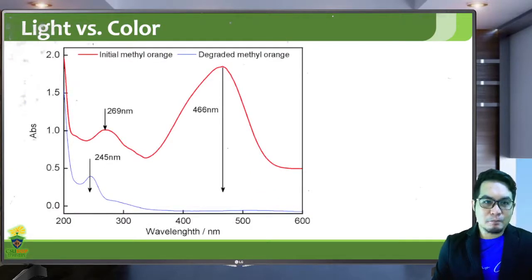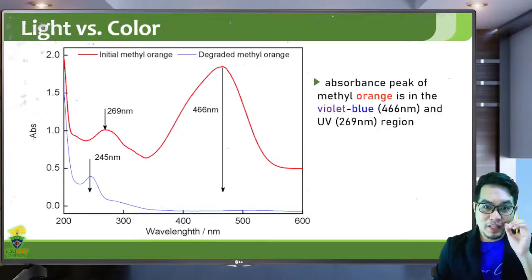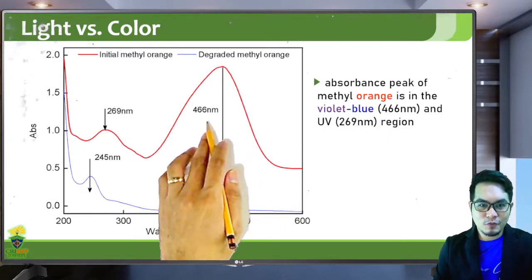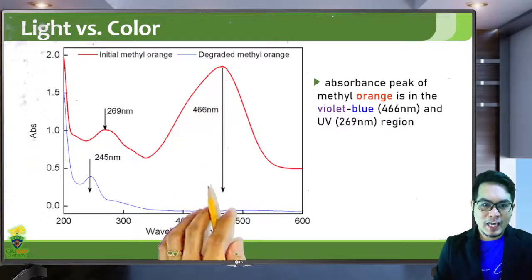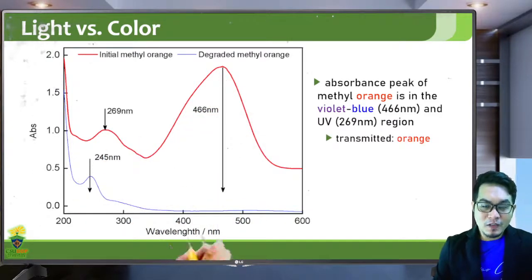So this is an example of the absorbance spectra of methyl orange. You have discussed absorbance spectrum in the previous lectures. So the absorbance peak of methyl orange is actually in the violet blue region, 466 nanometers, and in the UV region at 269 nanometers.